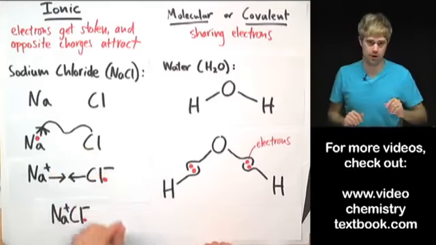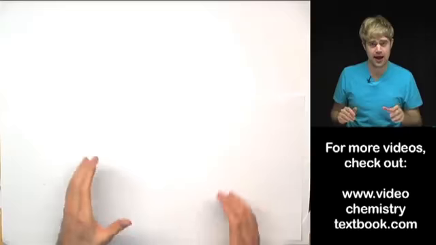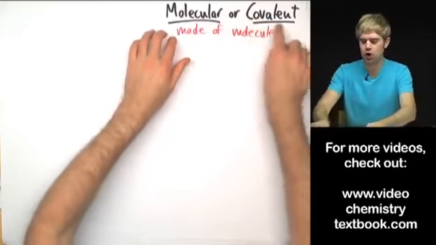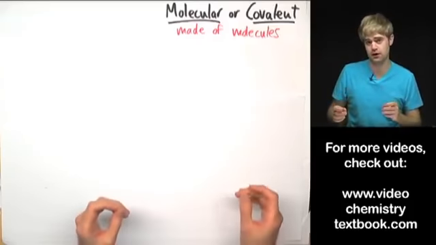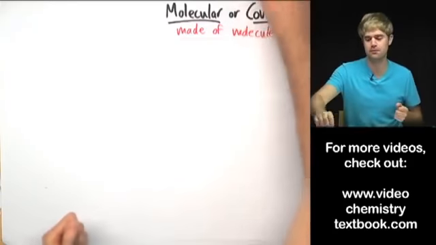Here is one more. So another big difference is how these compounds would actually look if we could see the atoms that make them up. So molecular or covalent compounds are made of molecules, which is a fancy word for a bunch of atoms that are stuck together in a clump.